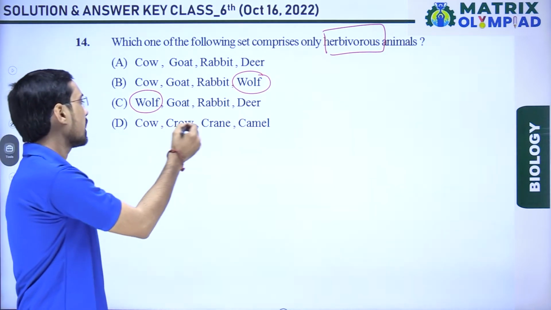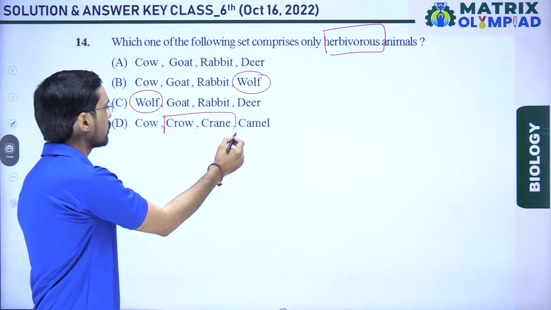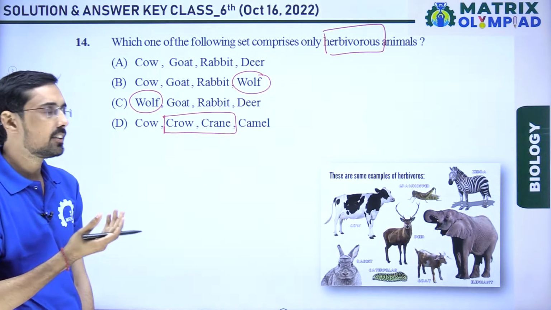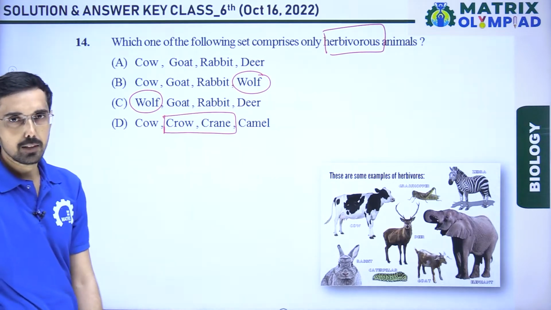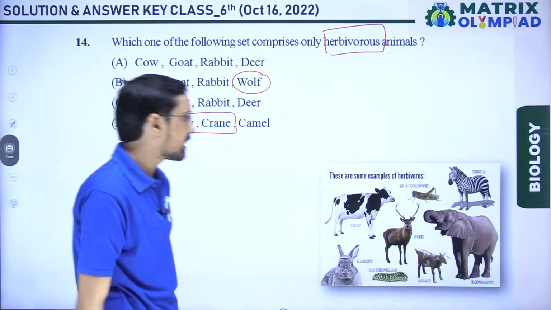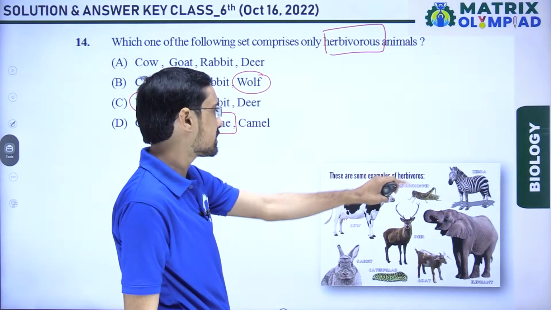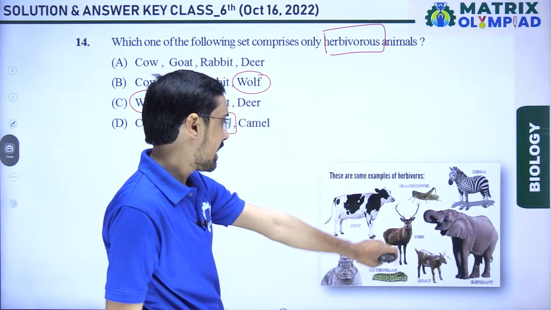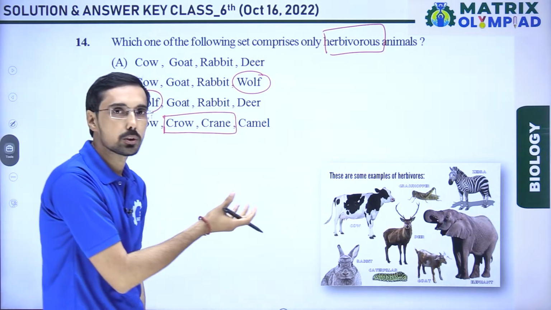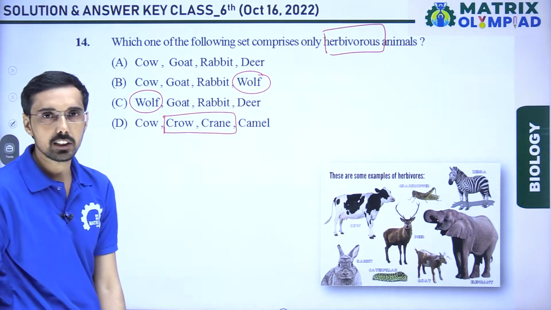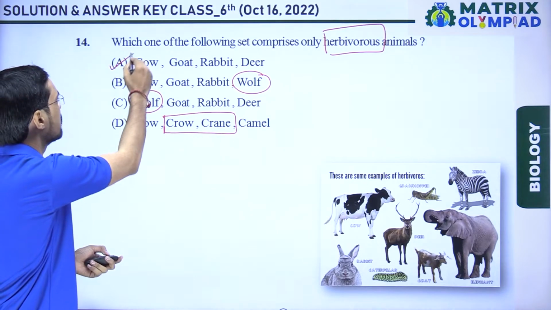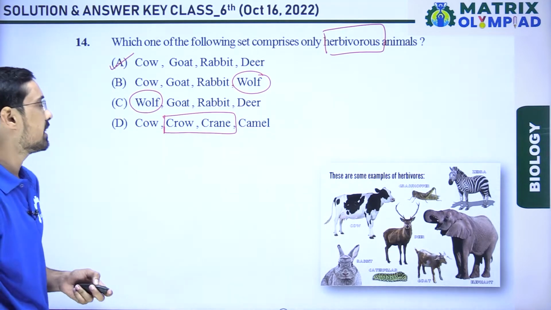Now move to the last option. Crow and crane are omnivorous in nature. These eat both plants as well as animals. Now as we can see in the diagram, these are the basic herbivorous animals: cow, grasshopper, zebra, deer, elephant. These show that all these are herbivorous in nature. Now the most appropriate option is cow, goat, rabbit and deer.